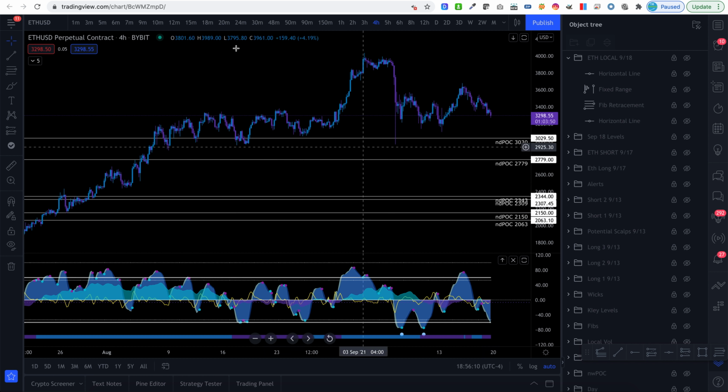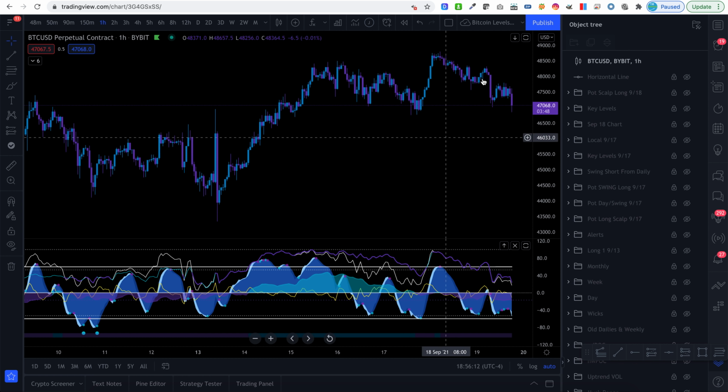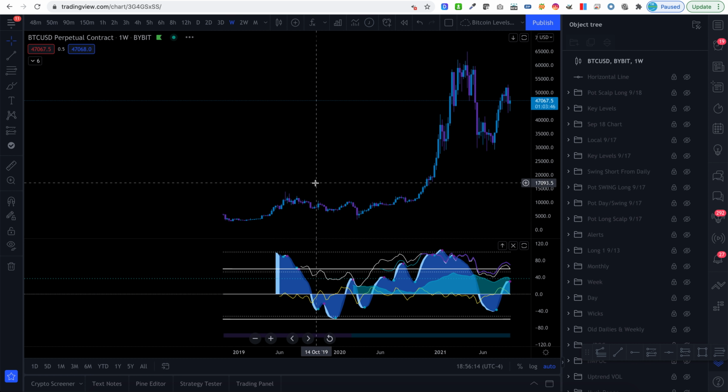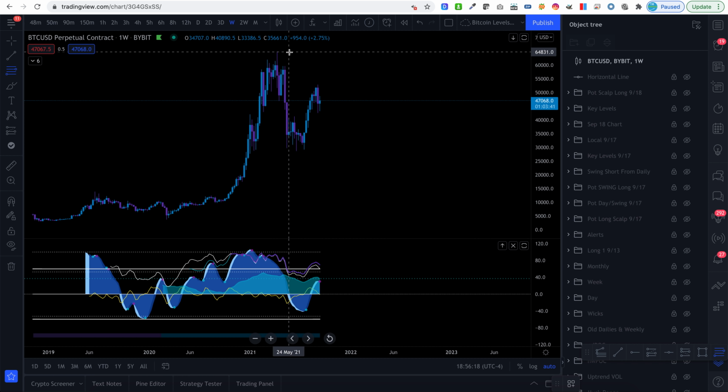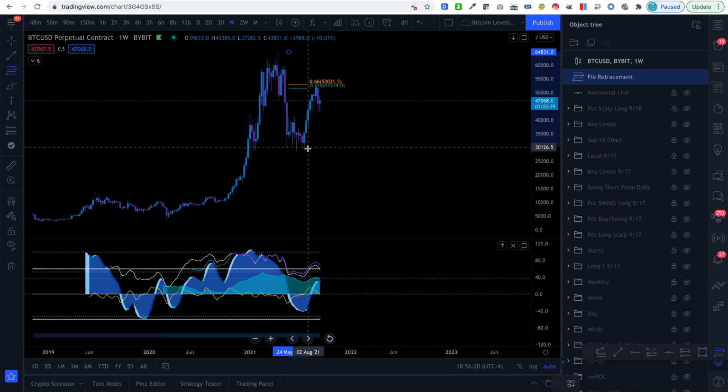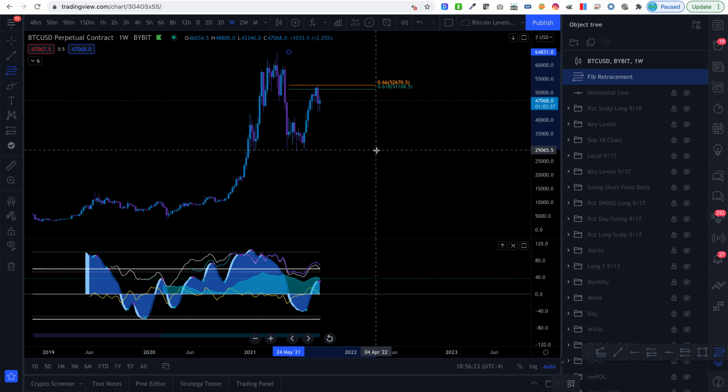Okay, this is my Ethereum chart right here. Let me switch over to my Bitcoin chart. Let me go to a higher time frame. Okay, and just for example's sake, I want to show you something. Okay, if we pull our fib from here down to here, we can see that we reject off of a very important level.